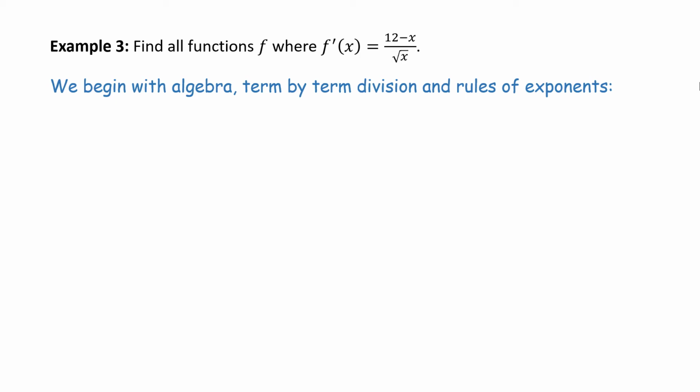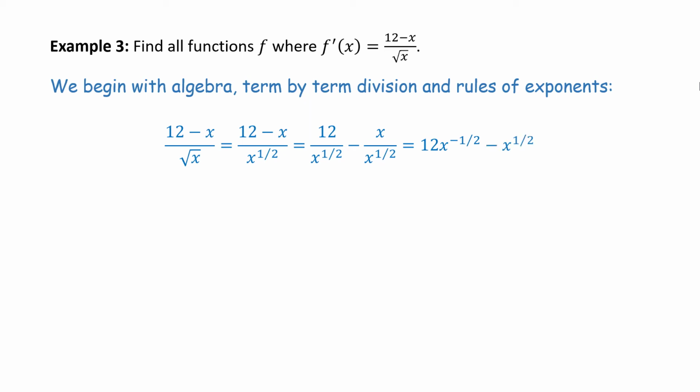What would that look like? Well, let's write 12 minus x divided by the square root of x as 12 minus x divided by x to the power of 1/2. Now we'll do term-by-term division. That'll give 12 divided by x to the 1/2 minus x divided by x to the 1/2. And finally, we'll apply some rules of exponents. That'll give us 12 times x to the power of negative 1/2 minus, and then express that ratio as one term, so that'll be x to the power of positive 1/2.